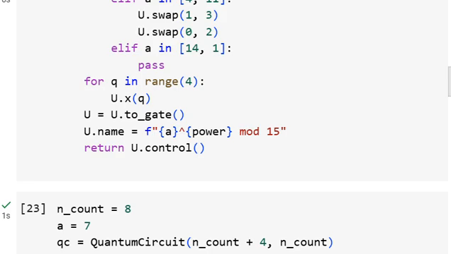Next, I measured the counting qubits. Measuring is like catching all the spinning coins and seeing how they land. And the answer pops out as a string of zeros and ones.